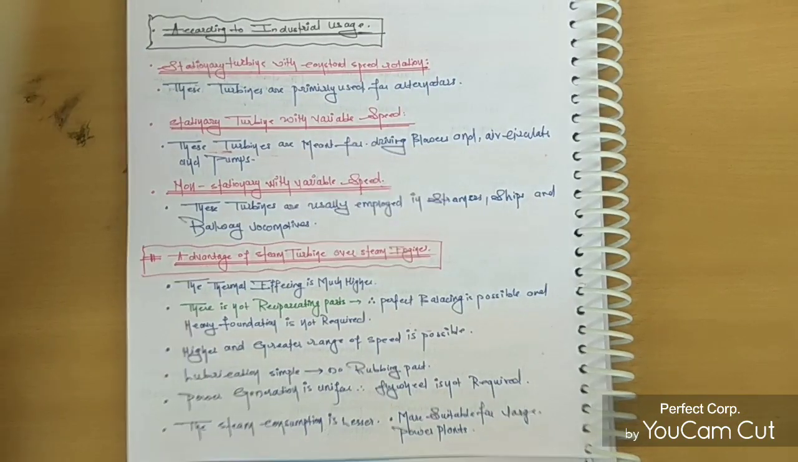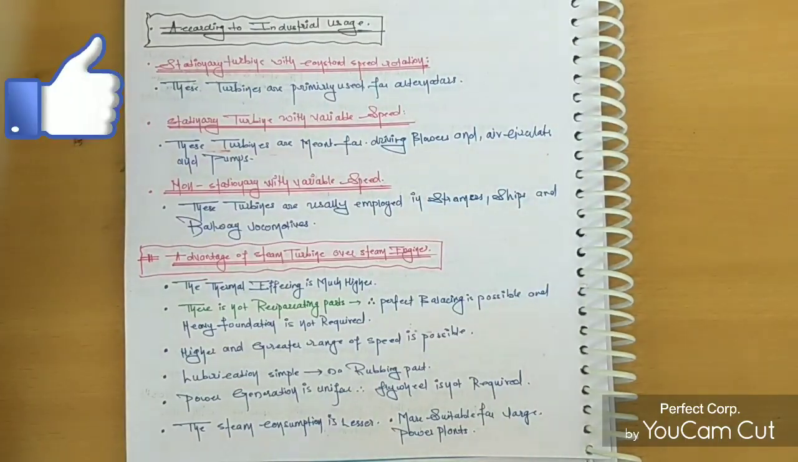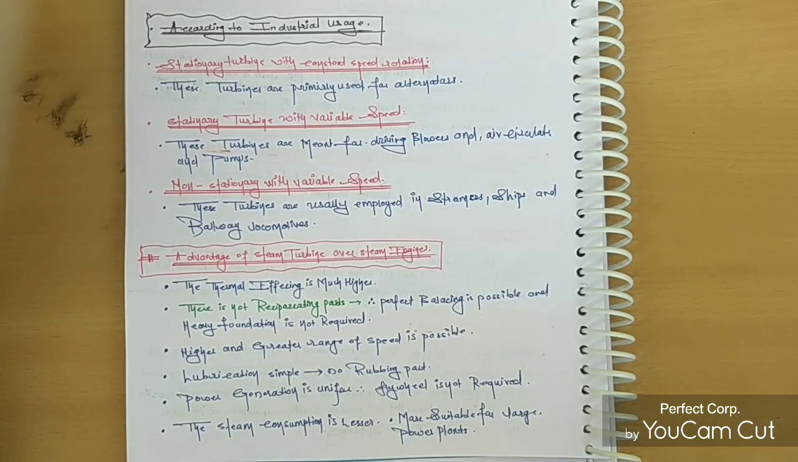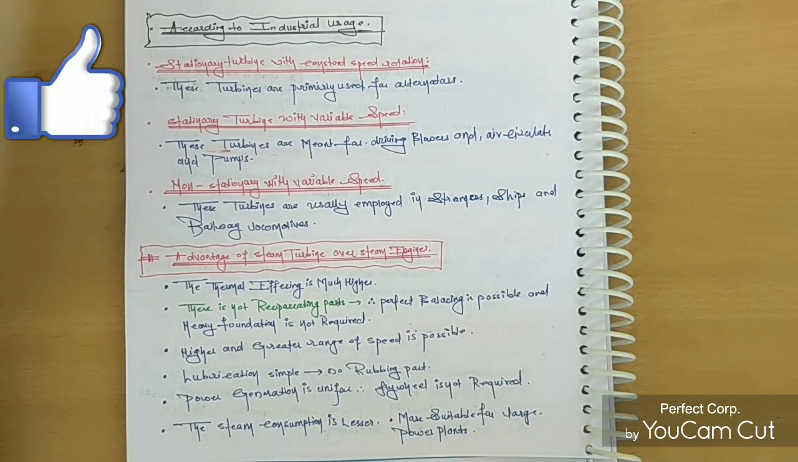Okay, another is there is no reciprocating part, that's why we do not need to balance, and a heavy foundation is not required because the balancing forces and the vibration are much less since the reciprocating part is absent. When the reciprocating part is present, we need to balance the secondary couple, right? That's why we do not need perfect balancing here, but according to design aspects we need some balancing, but that is design, so I'm not explaining it. Another is that a higher and greater range of speed is possible.